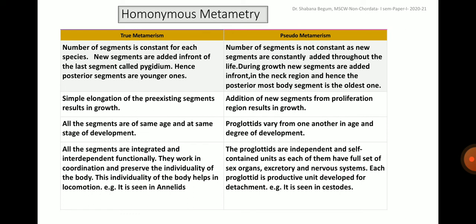So this homonymous metametry is divided into two types: true metamerism and pseudo metamerism. It is again the repetition of the definition and types of homonymous metametry, which is discussed already under session 5 of Metamerism part 1.